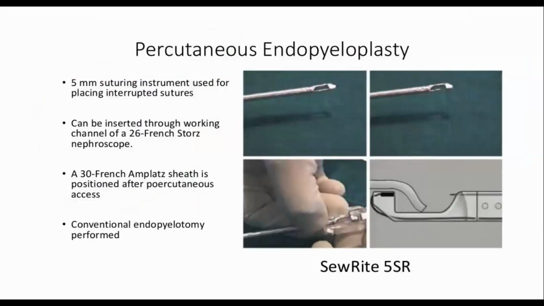There is another modality, that is percutaneous endopyeloplasty. It uses a special 5 mm instrument for suturing. It can be inserted through a 26 French nephroscope. A 30 French Amplatz sheath is positioned after percutaneous access. Conventional endopyelotomy is performed. You can see the stitching instrument in this picture.